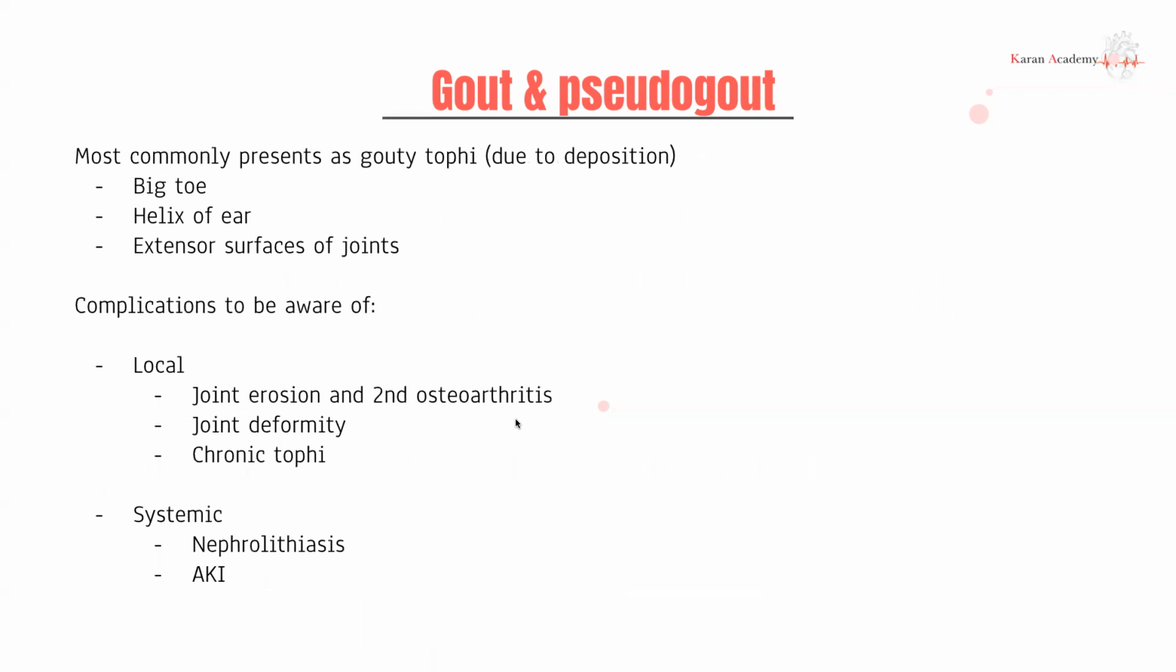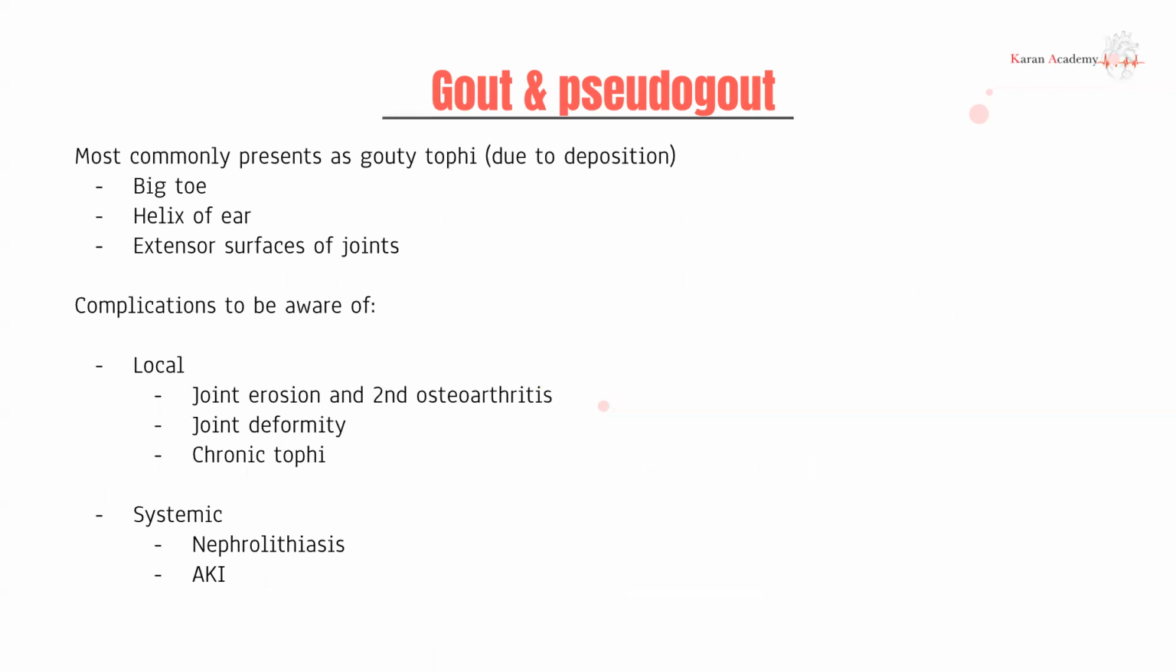Where does it present? It most commonly presents as gouty tophi due to deposition of these uric acid crystals. Common sites include the big toe, the helix of the ear, and extensor surfaces of joints. Some complications that you need to be aware of, firstly, is joint erosion and secondary osteoarthritis.